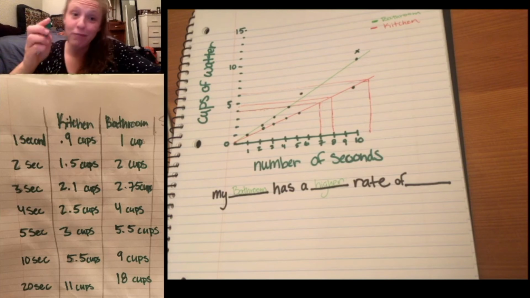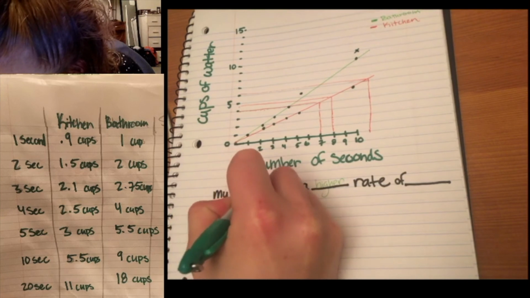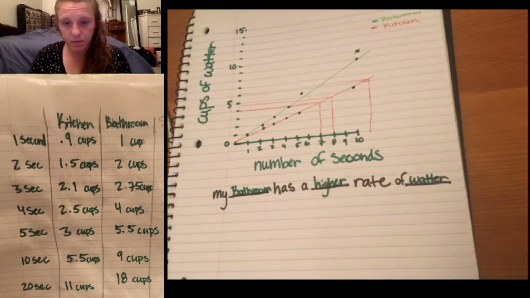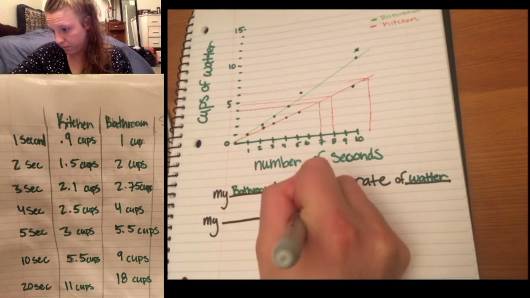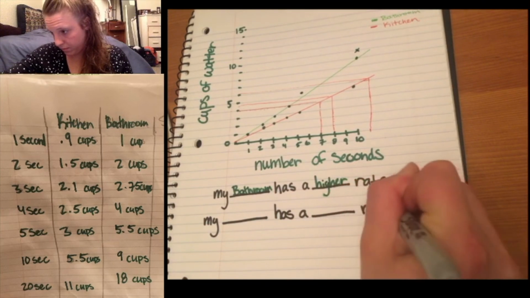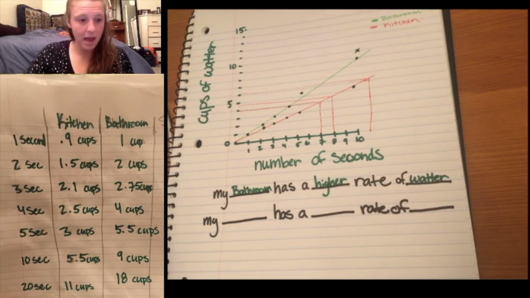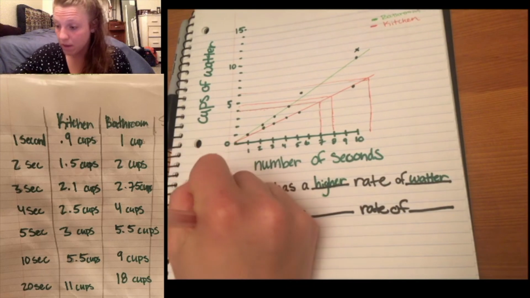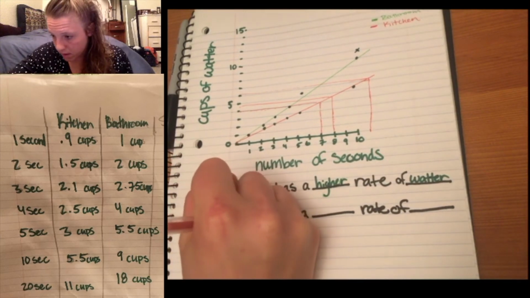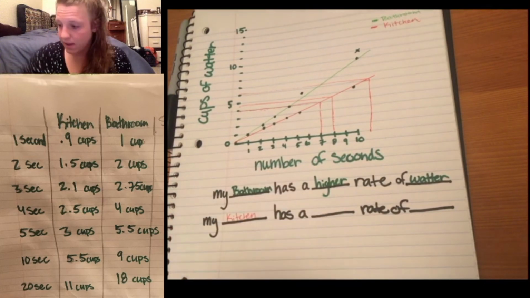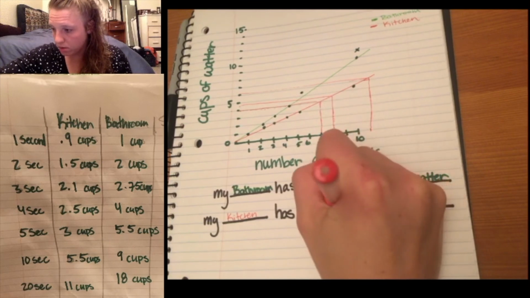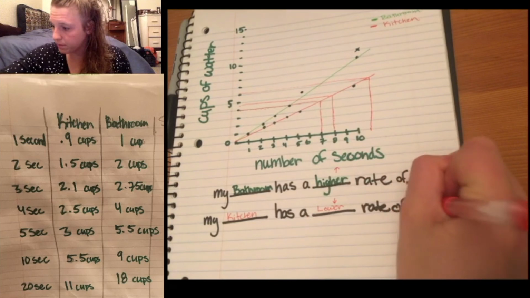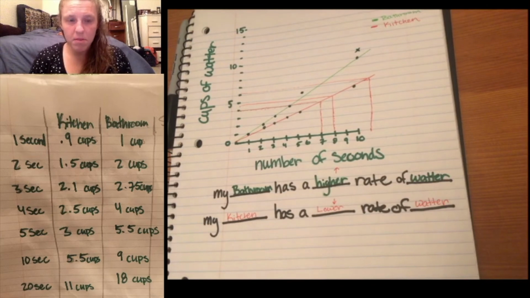Realize you can't see this at all, so I'm going to rewrite it with a Sharpie. And I'm going to write a sentence for my other sink, but I'm using the same sentence frame. This is when I wish I had a red Sharpie. My kitchen has a lower rate of water. Higher is bigger, lower is smaller. You can copy mine down, but then I also want you to write some sentences for your own.